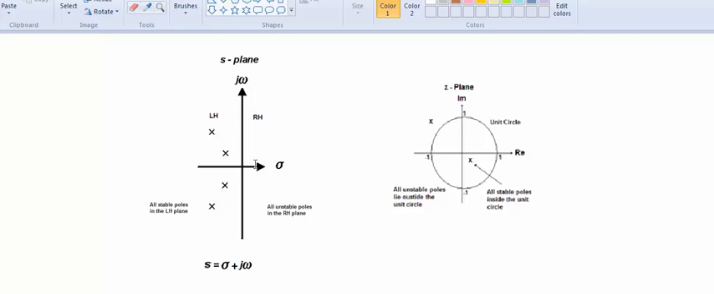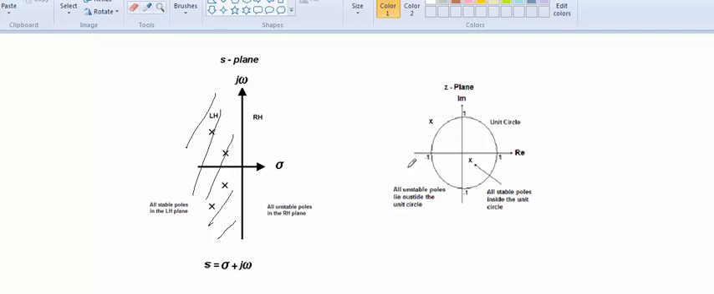Unless the root is on the real axis, where the imaginary part equals 0, and you have only the sigma part. So if any root lies in this part, the left-hand side, the system is stable. If you have any root in the right-hand side, the system is unstable.